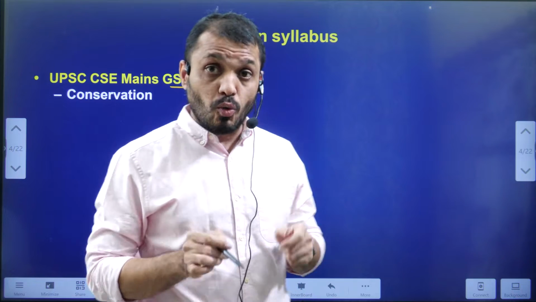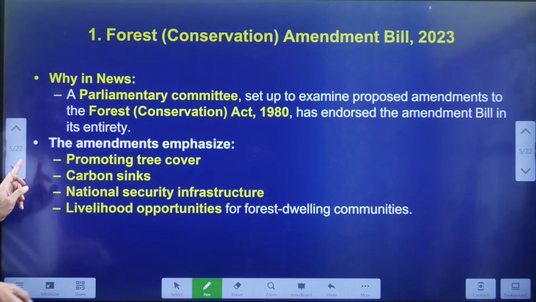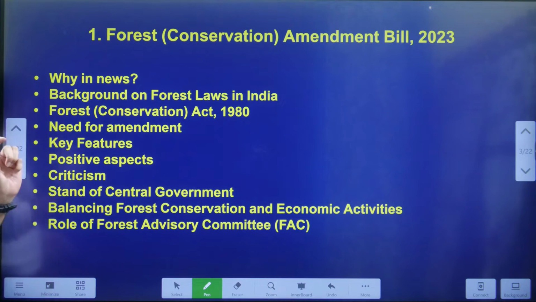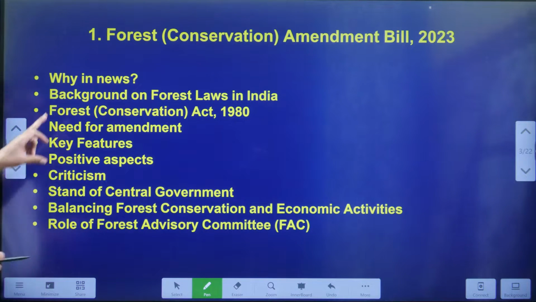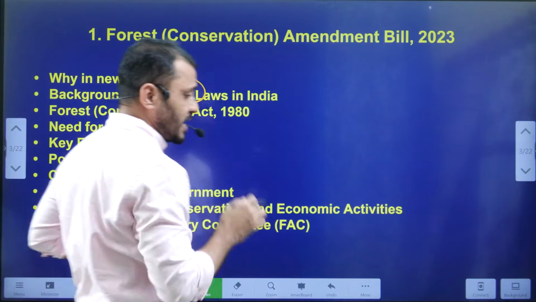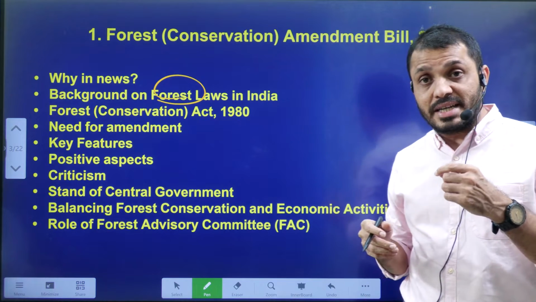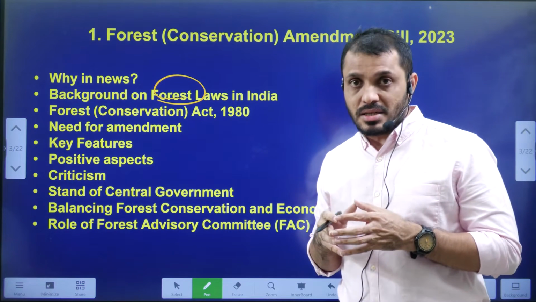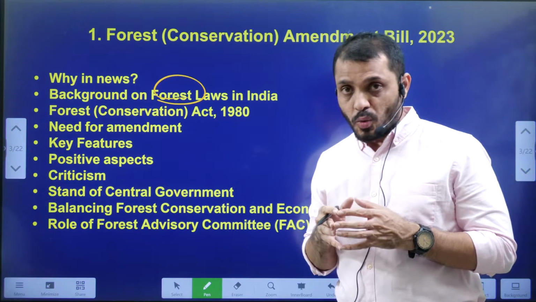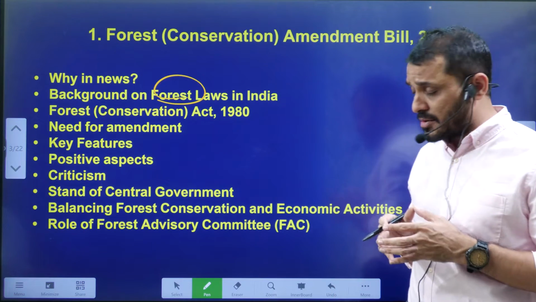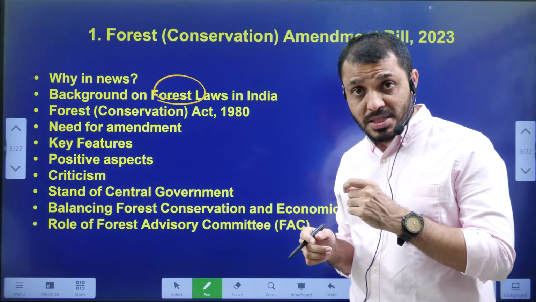So in this video, what are we going to discuss? We are going to discuss why this particular issue is in the news. Then we will discuss the background on the forest laws in India. What kind of forest laws? The forest laws which were made in 1927 and the Forest Conservation Act 1980. What is the main difference? We will discuss. Then, what are the proposed amendments?